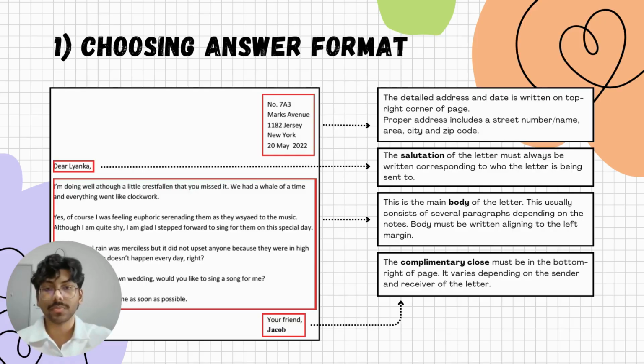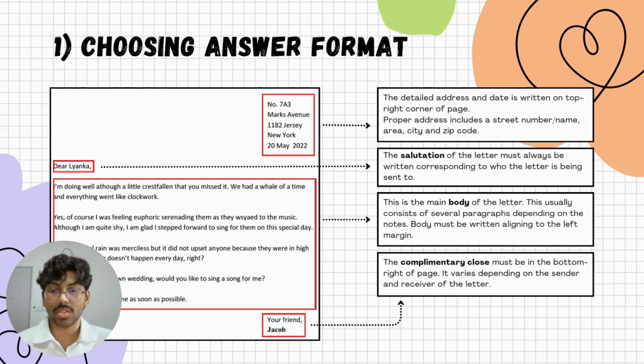Moving on. So, choosing answer format. Letters have four main parts. The first part is the address and date. As shown in the example, addresses are usually written in a detailed manner, which includes street number or name, area, city, and finally zip code. Dates are usually written as 20 May 2022, as shown in the example. Notice that there's no comma between the month, date, or year.